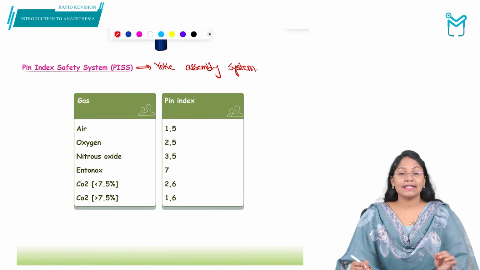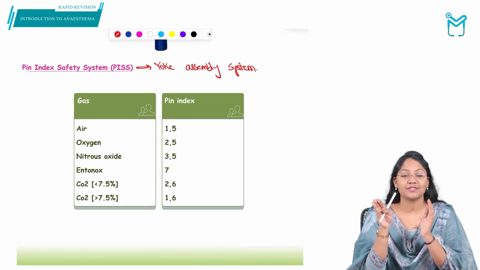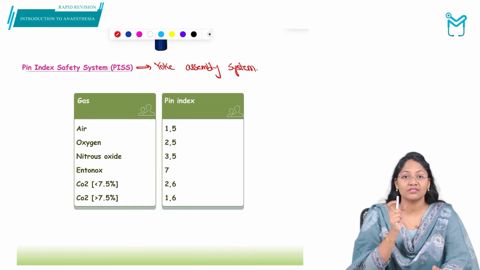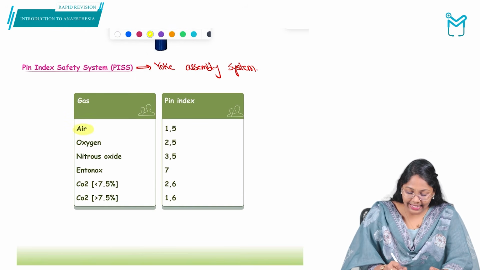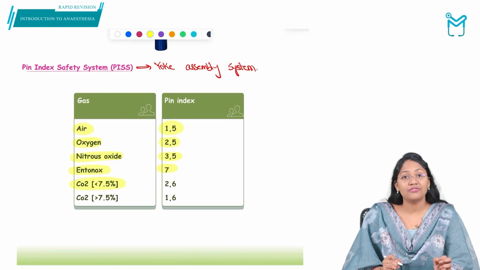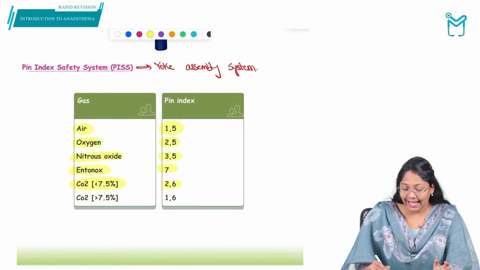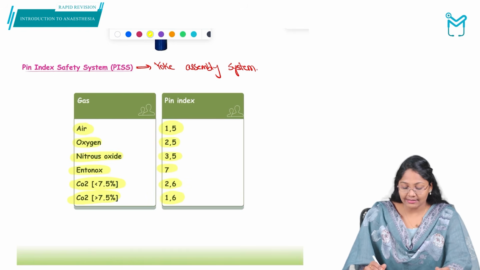Now this pin index safety system is given so that the cylinder should not get the wrong attachment. To prevent this wrong attachment to cylinder, we have this pin index. So what are those? Air has an index of 1,5, oxygen has 2,5, nitrous oxide has 3,5, NOx has 7, carbon dioxide which consists of less than 7.5%, then we go for 2,6, and when the carbon dioxide has more than 7.5%, then we go for 1,6 index.